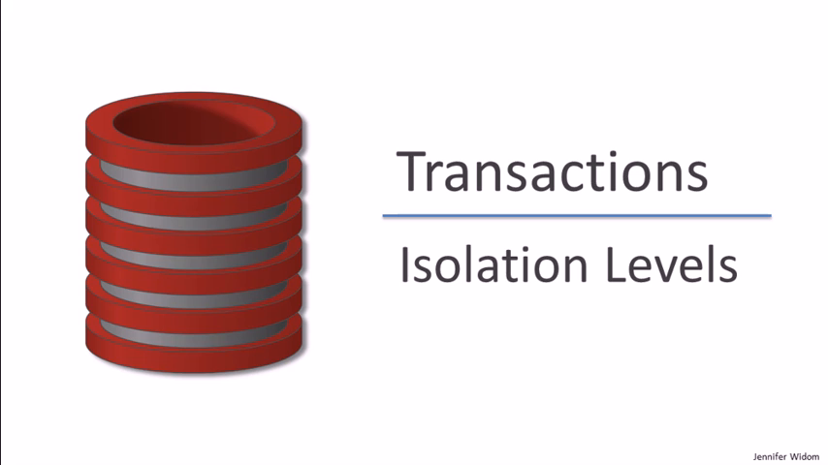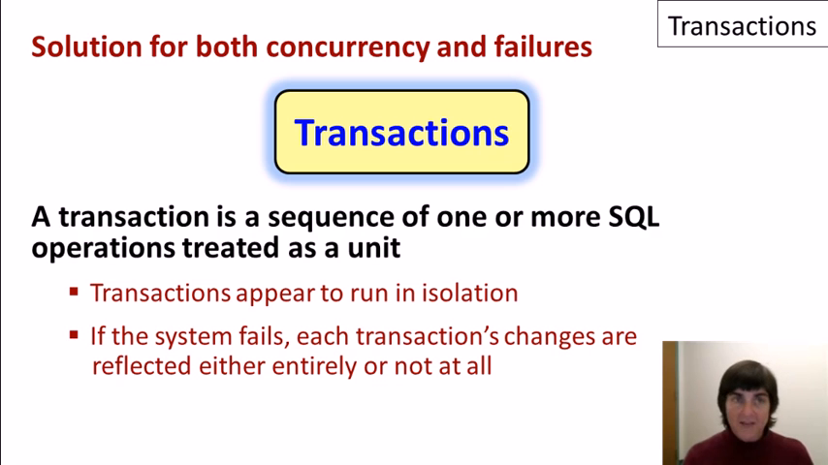In this final video about transactions, we'll focus on the concept of isolation levels. As a reminder, transactions are a solution for both the concurrency control and system failure problem in databases. A transaction is a sequence of one or more operations that's treated as a unit. Transactions appear to run in isolation, and if the system fails, each transaction's changes are reflected either entirely or not at all. In this video, we're going to focus on the isolation portion of transactions.